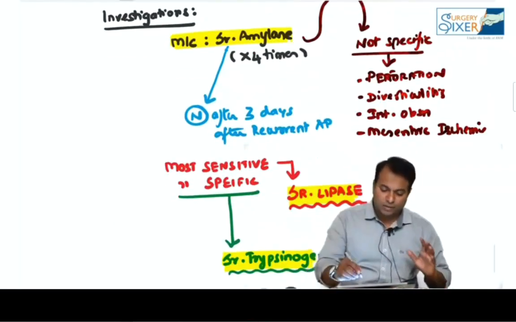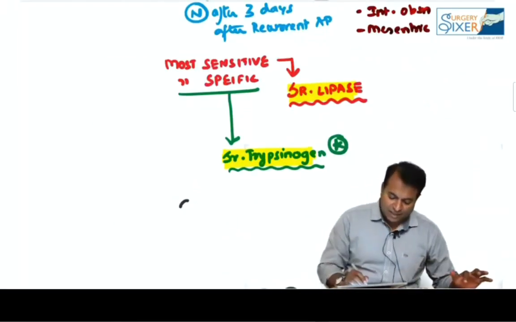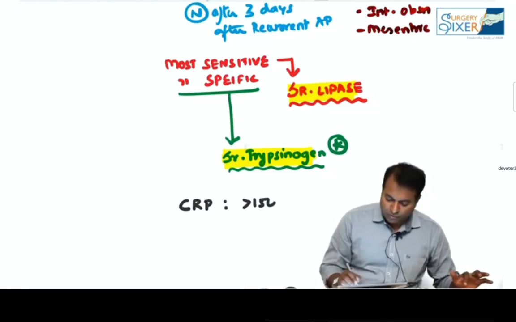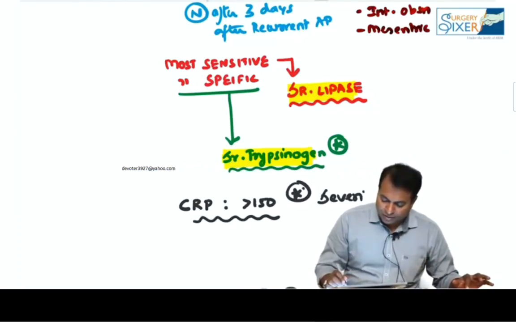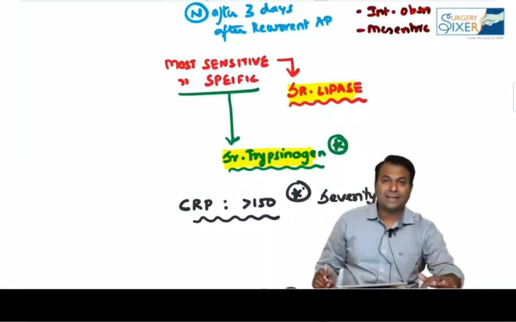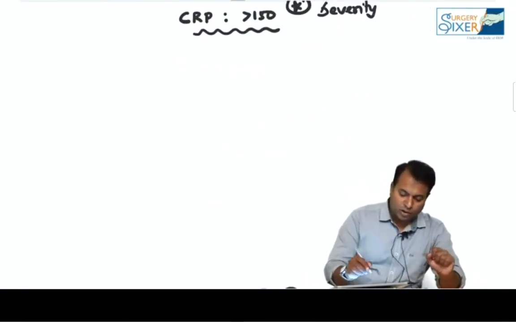So these are the investigation related questions. And always we measure C reactive protein, and if it is more than 150, it is a case of severe acute pancreatitis. C reactive protein more than 150 predicts the severity. Please don't forget this. These are the points you should not forget in acute pancreatitis.